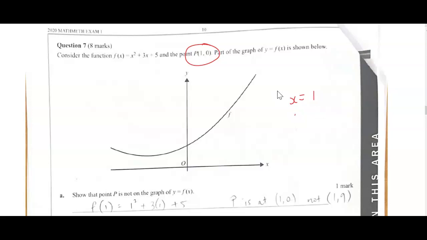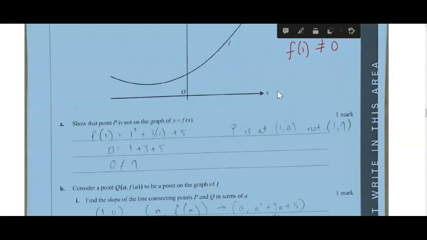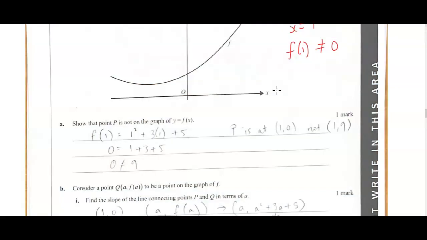When x equals 1, f of 1 does not equal 0. Okay, so we're substituting that point in. So you can see here, I've substituted in 1, and it does say that it's equal to 0. So on the left-hand side, I've got 0, and then I'm working out what it actually is. So 0 is clearly not equal to 9. So P is at 1, 0.